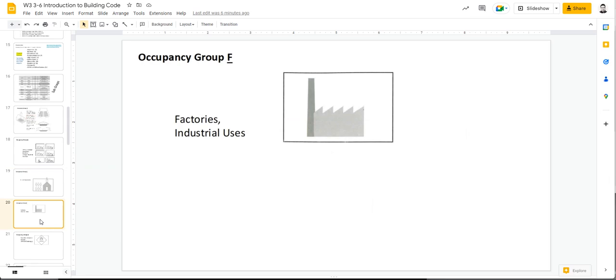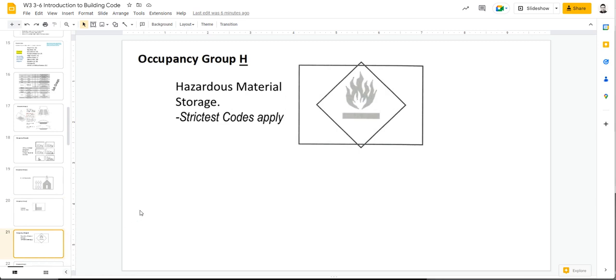Group F is for factories and industrial uses, and that has a different requirement. Not a lot of people probably in a factory, but there's large equipment that could cause fires and everything like that. So again, there are different requirements for that one. The strictest of all occupancies is the hazardous material storage facility. So it could be a warehouse that would be storing some chemicals that are flammable.